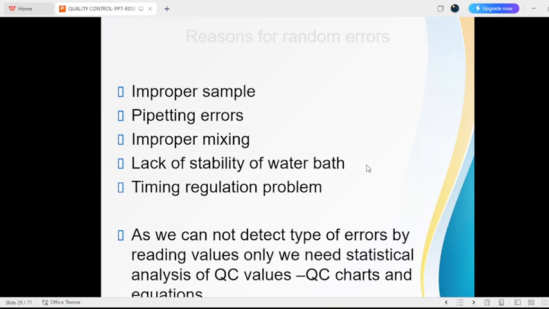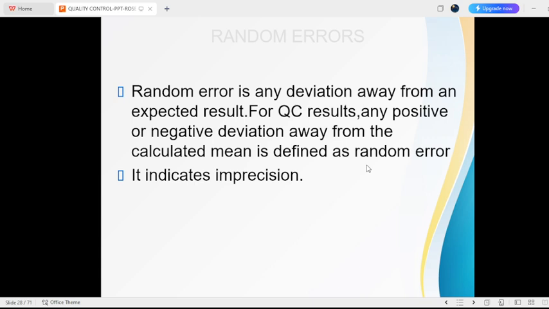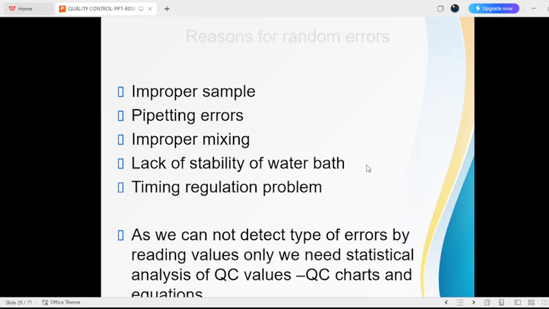Random error is any deviation away from an expected result. For a QC result, any positive or negative deviation away from the calculated mean is defined as random error, and random error usually indicates imprecision. The reasons for random errors are mainly improper sample, pipetting errors, improper mixing, lack of stability of the water bath, and timing regulation problems. So these are the 5 important points that cause random errors.